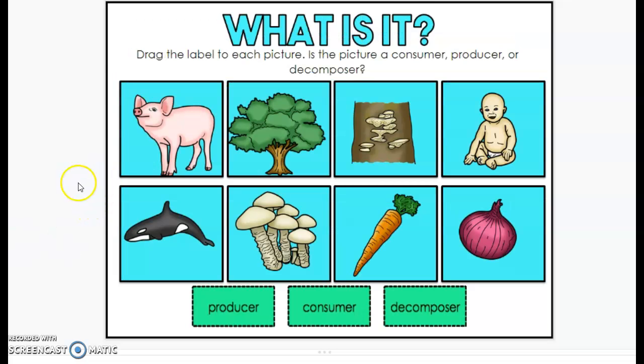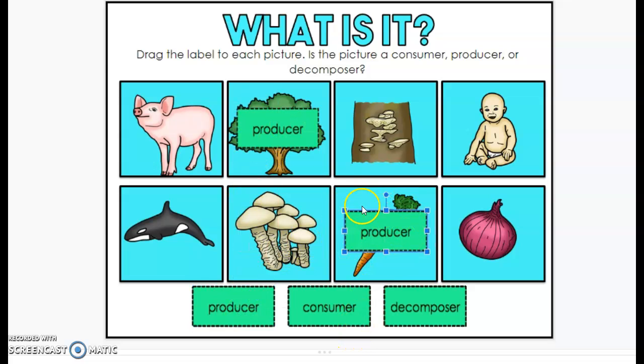Now, in your example, you were able to label different consumers, producers, and decomposers. I want you to check to see if you got these correct. Remember, producers produce their own food. So a tree is a producer. It uses photosynthesis to make its own food. Another one is a carrot and an onion. All of those are producers.